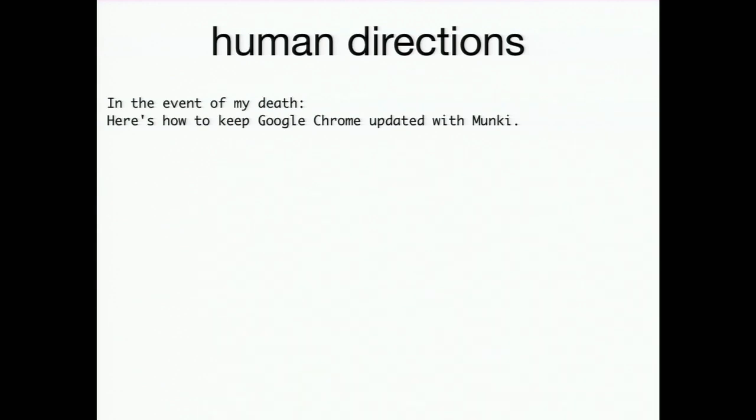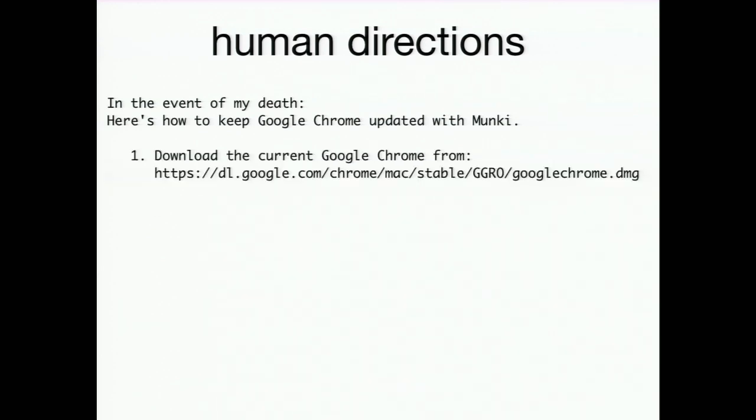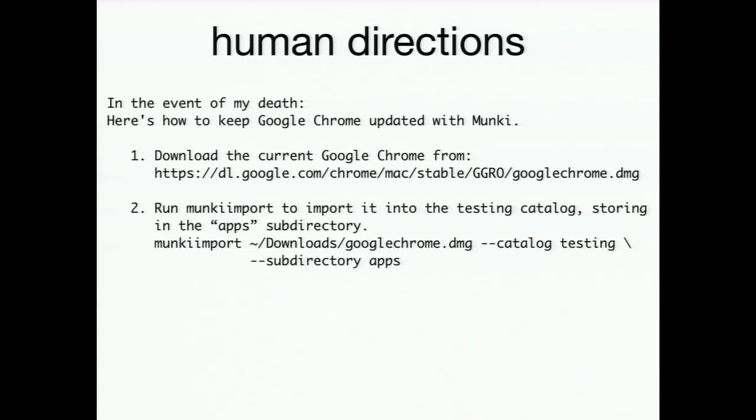Right? This is really important. This is some bit of information that you need to know. Step 1, download the current version of Google Chrome from this URL. Step 2, run Munki import to import it into the Munki server. Done. Okay, those are the steps. That's all a recipe is. It's these steps.